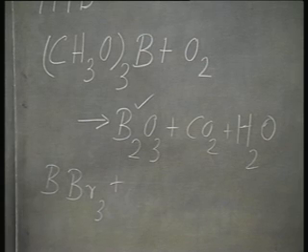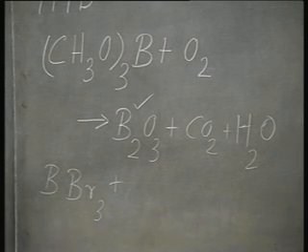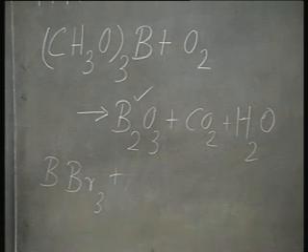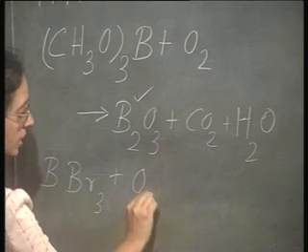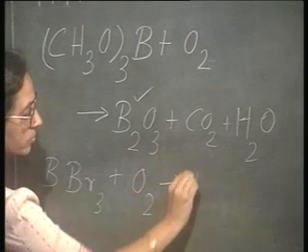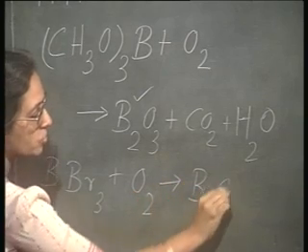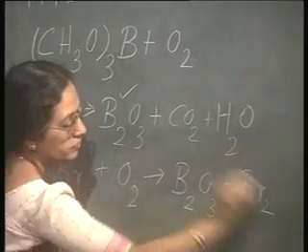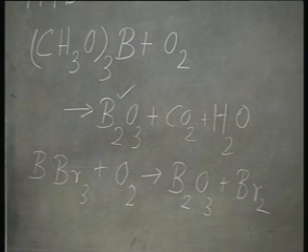This is boron tribromide, BBr3. This can also be made to react with oxygen to form B2O3 and release bromine. And again, after that B2O3 is going to react.